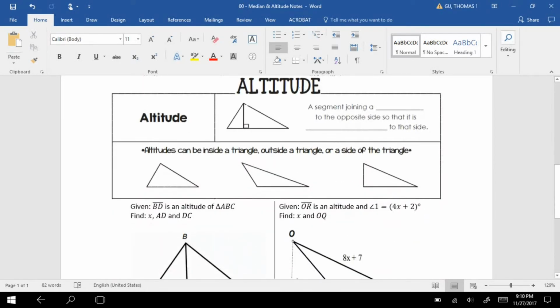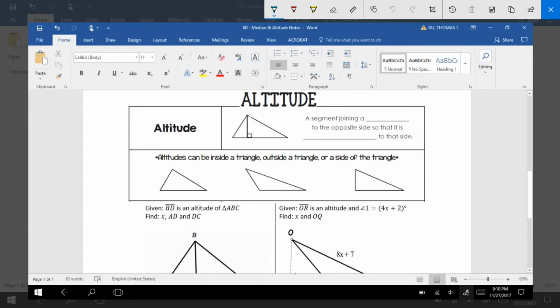All right, so an altitude is a segment that joins, look at the picture, it joins a vertex to the opposite side so that it is perpendicular to that side. So as you can see in our picture, it's connecting this vertex to the opposite side, and it's connecting in such a way that the opposite side is perpendicular. See the right angle sign? Right there.